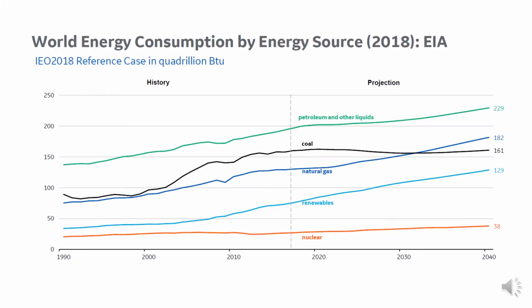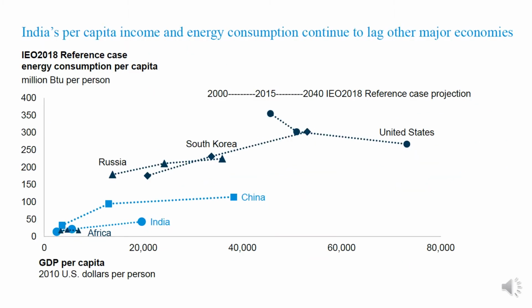As per EIA, the world energy consumption by energy source still projects that till 2040, the consumption of petroleum and other liquids would be substantially high, given the history and the other sources of energy available. It is essential to highlight here that India's per capita income and energy consumption continues to lag from other major economies.